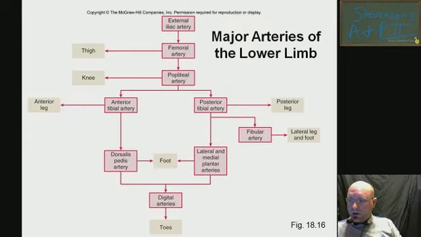Okay, major arteries of the lower limb. Make sure you're able to understand the most important ones: the iliac, the femoral, the popliteal. Very important. Tibial, you should be able to figure out if you know the name of the bone. Fibular is going to branch off the posterior tibial. And then you have the digital arteries down in your toes. And in the foot, you have the dorsalis pedis artery, and then the lateral and medial plantar arteries.